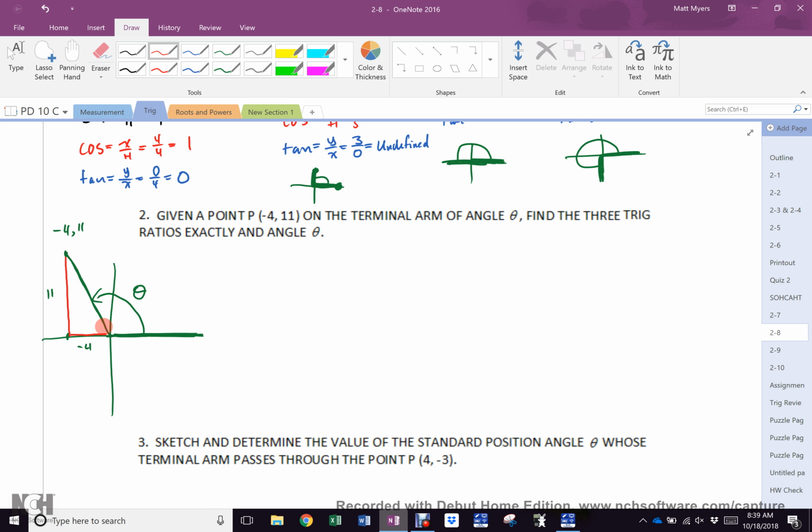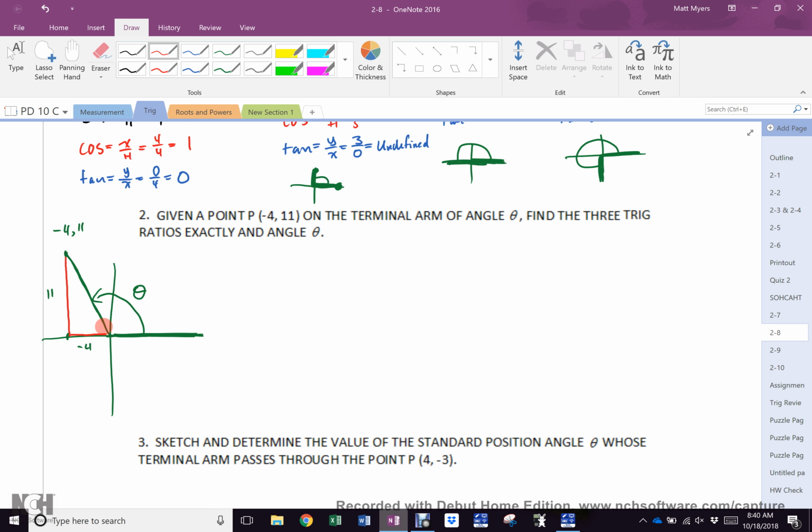No. Would I hand it in to Mr. Myers? Of course not. So drawing will help. Is it necessary? Again, I say no. Should you do the drawing? Yes. Do I need to do the drawing, do you think? No, because I've done this a million times.